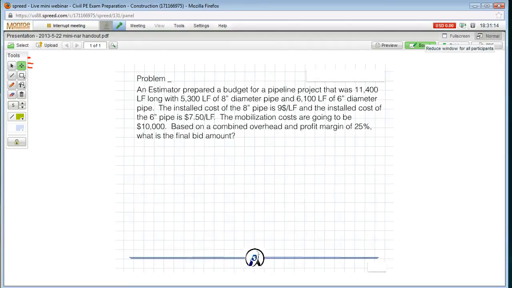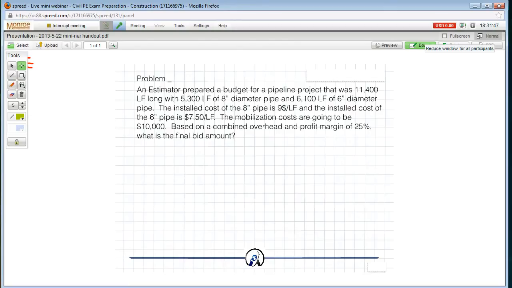An estimator prepared a budget for a pipeline project that was 11,400 linear foot long with 5,300 linear foot of 8-inch diameter pipe and 6,100 linear foot of 6-inch diameter pipe. The install cost of the 8-inch pipe is $9 per linear foot, and the install cost of the 6-inch pipe is $7.50 per linear foot. The mobilization costs are going to be $10,000. Based on a combined overhead and profit margin of 25%, what is the final bid amount?